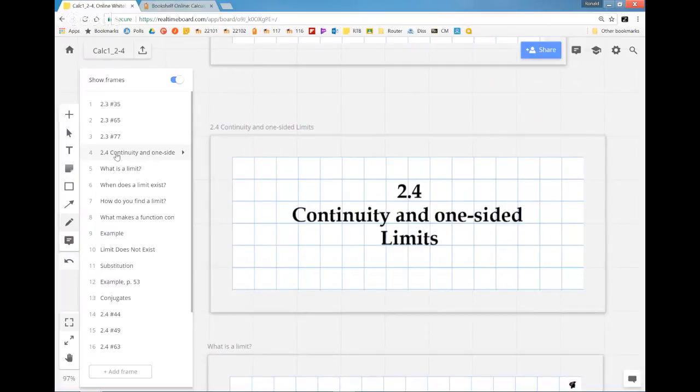So here's the lesson for today. Get this keyboard off again. All right. So, continuity and one-sided limits.